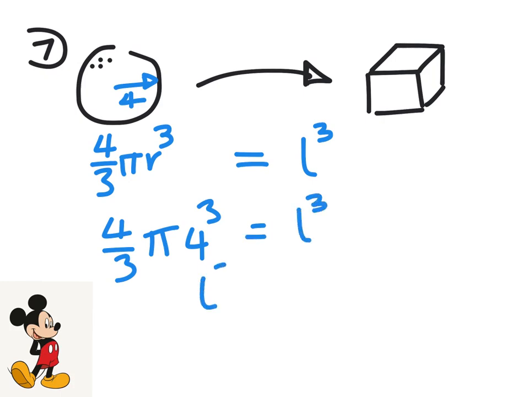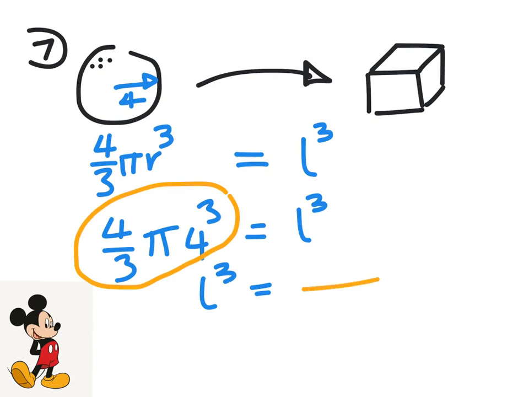I'm going to swap it round about so it looks better for us. So L cubed equals, now I'm going to do this calculation on my calculator. That's going to give me a number. What's the length of the cube then?